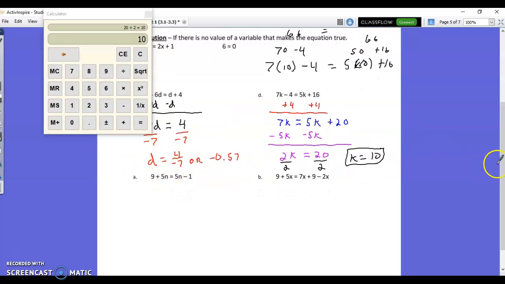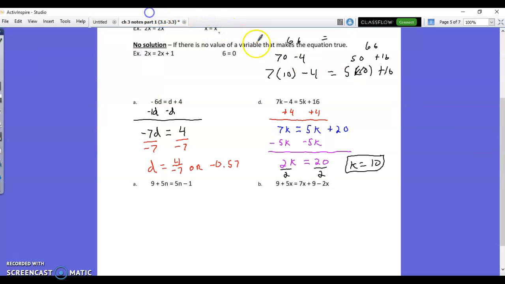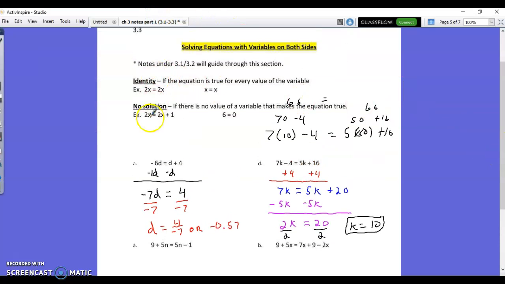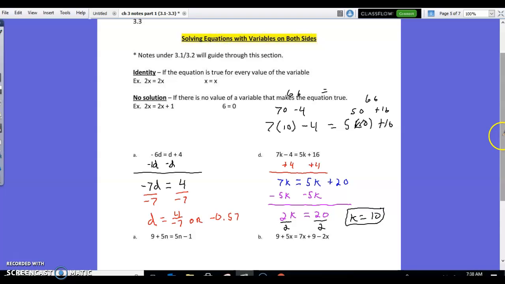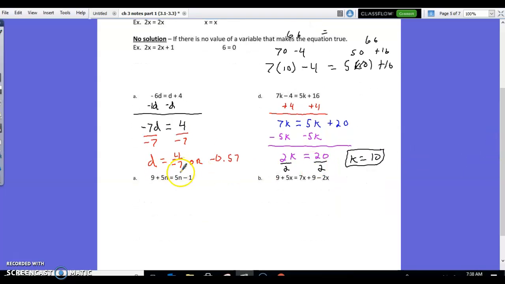Now here are those outlier examples that I talked about right at the beginning where we talked about identity and no solution. I'm just going to do these problems so you can see what they look like. So over here, similarly to here, I've got to get constants on one side, variables on the other side. So some of you might start with the negative 1 and just add it. And I'm going to add it to the 9. So I'm going to write my equal sign underneath. So I have 5n on this side. And then over here I have 10 plus 5n.